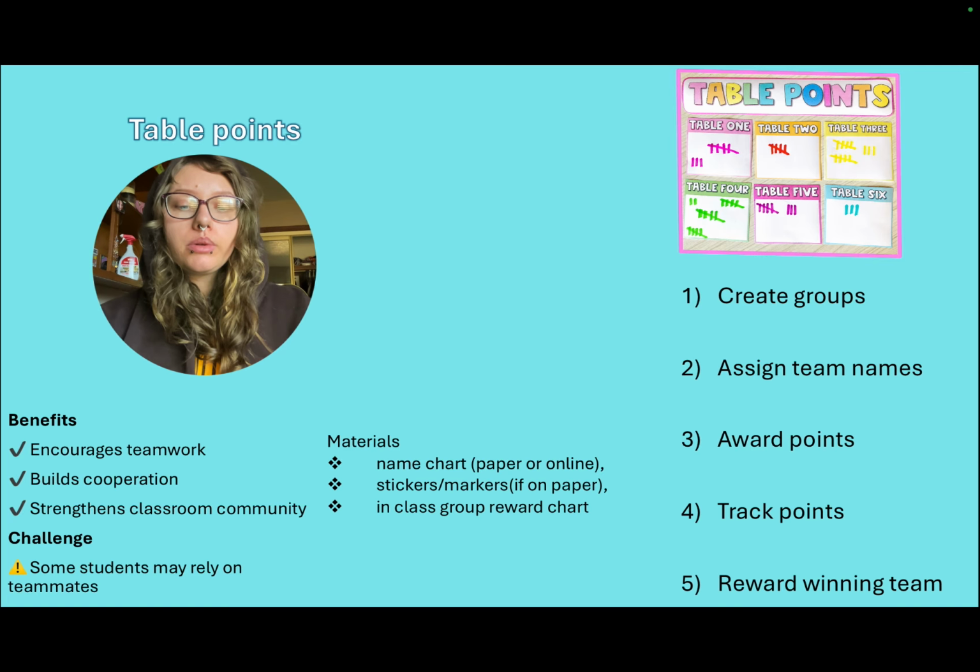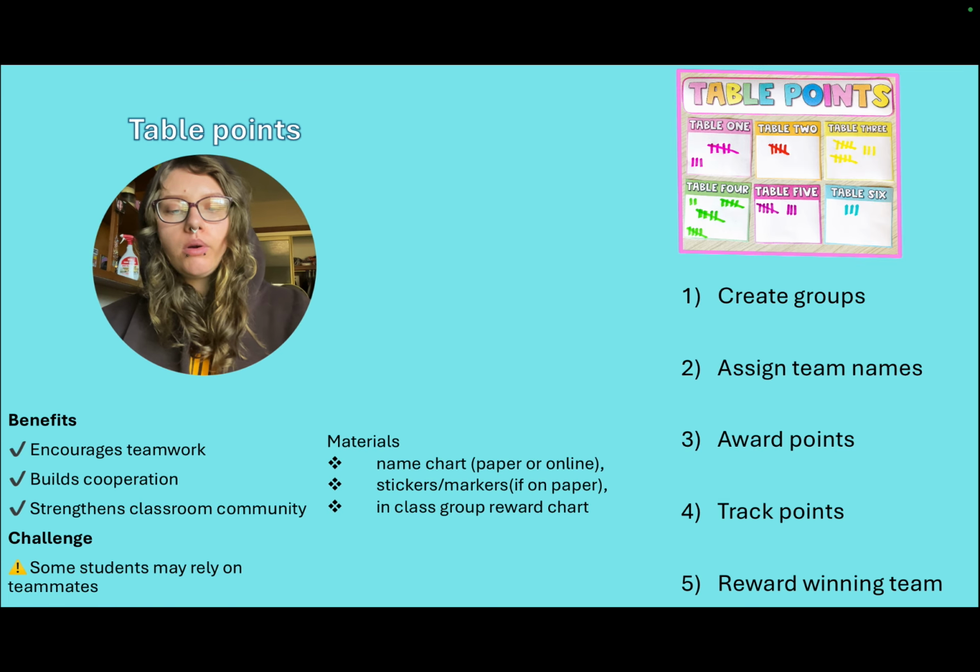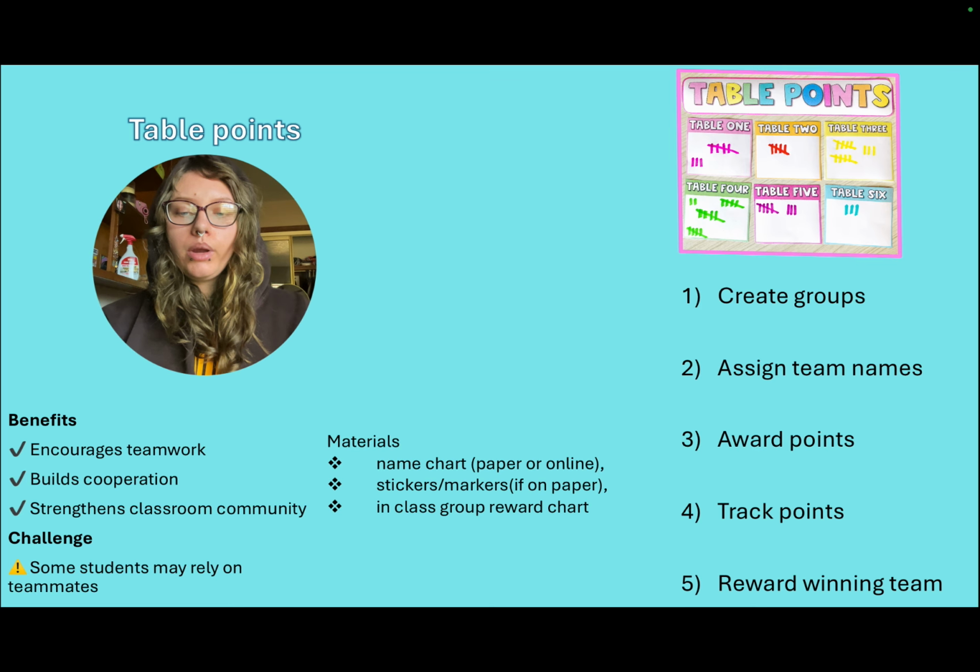If you chose a group reward system, table points are a great option. For this system, you will need a point chart, a marker, and a group reward. Begin by dividing students into groups and assigning each group a name or number, and create a chart where points can be tracked, and then explain how groups can earn points. Award points when groups demonstrate positive behaviors such as teamwork, participation, and following directions. At the end of the designated period, reward the group with the most points, the reward that you agreed to at the beginning.